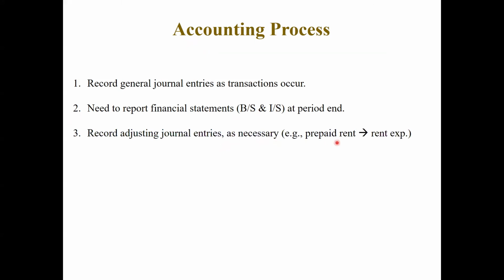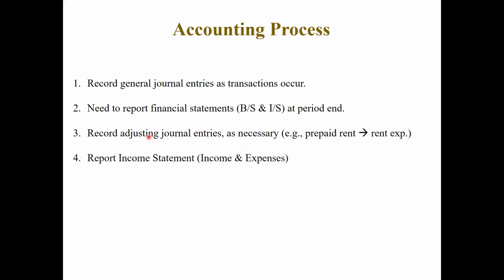For example, maybe you prepaid rent at the beginning of the year, and now it's the end of the year, and we need to transfer some of that prepaid rent, which is sitting in an asset account called prepaid rent, into rent expense on the income statement. So right now it's a debit in the prepaid rent account. We need to transfer that debit into the income statement to be a debit in rent expense. Okay, so that would be an adjusting journal entry that you only record when you need to produce an accurate income statement, for example.